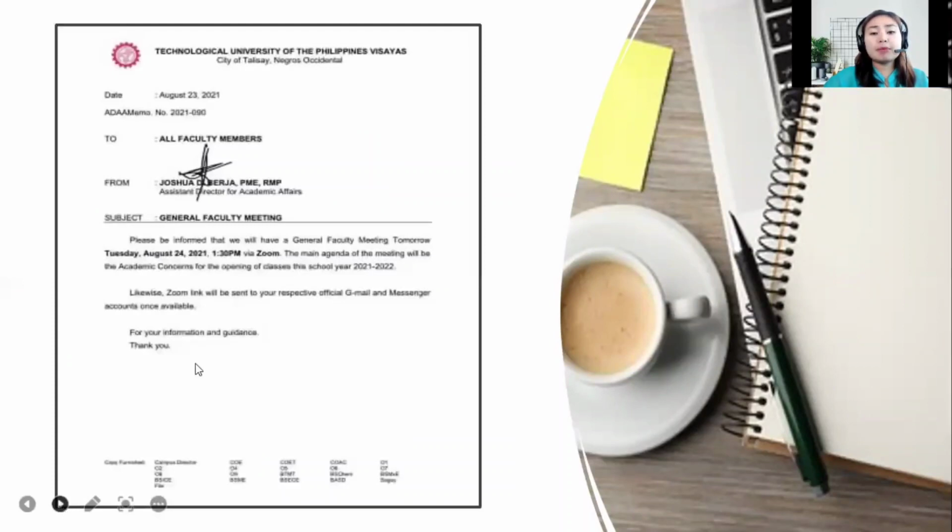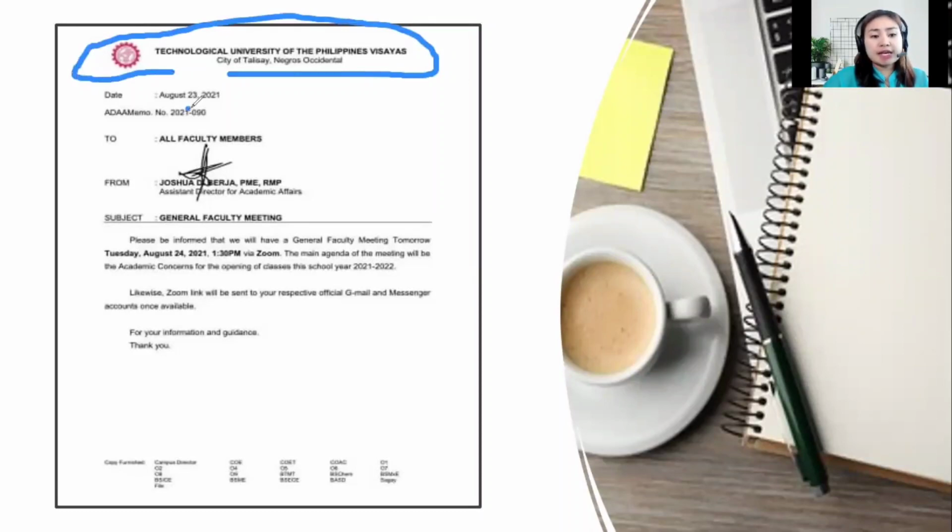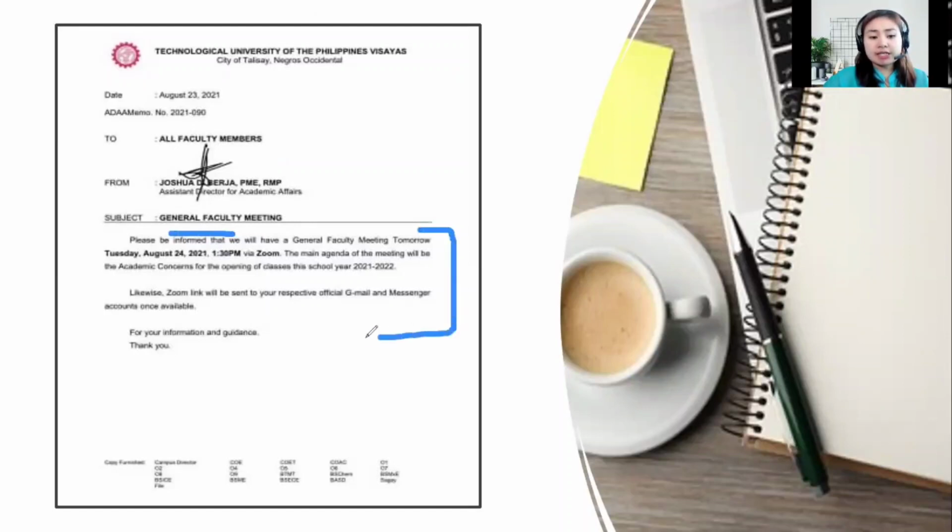Now, if you have noticed, another example is this one. Right, this is another memo from our institution. It has a header, right, and it has the date, the memorandum number, and for whom it is addressed to. So in that case, it is addressed to all faculty members of TUP Visayas, and it has a subject. What is it all about? And of course, the content.